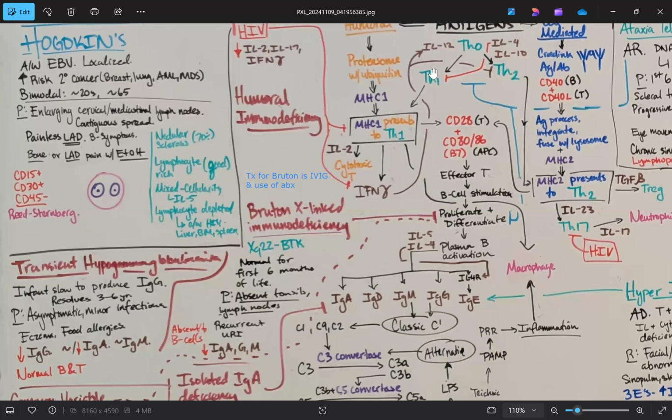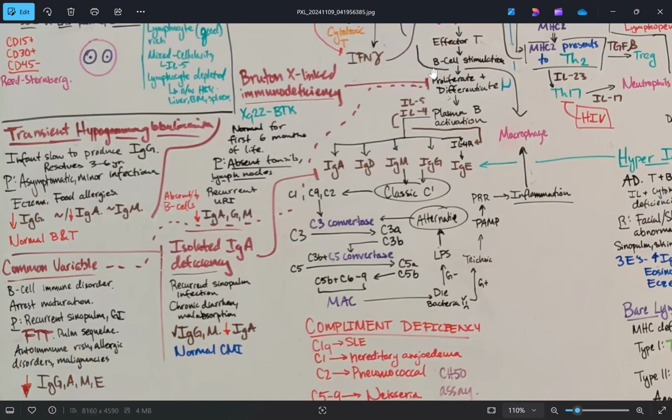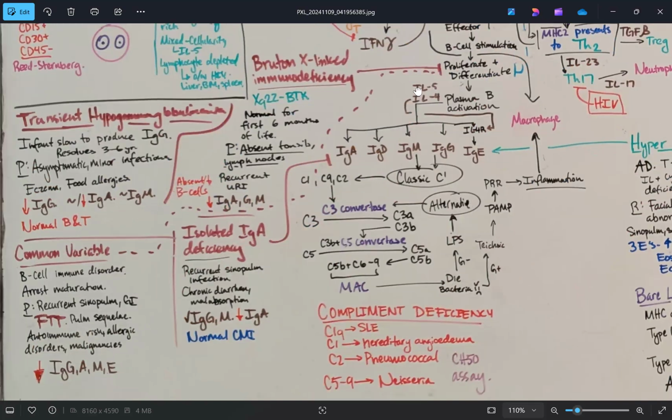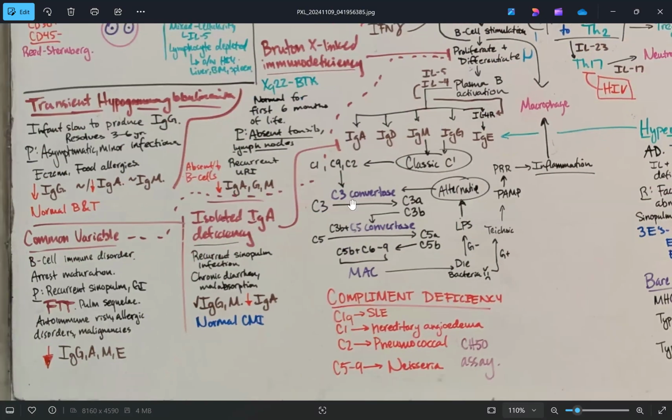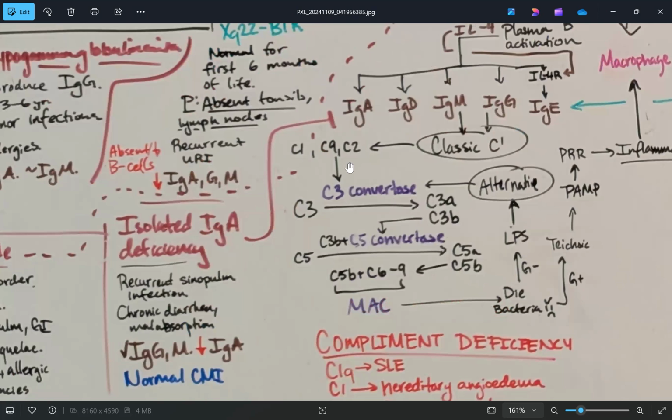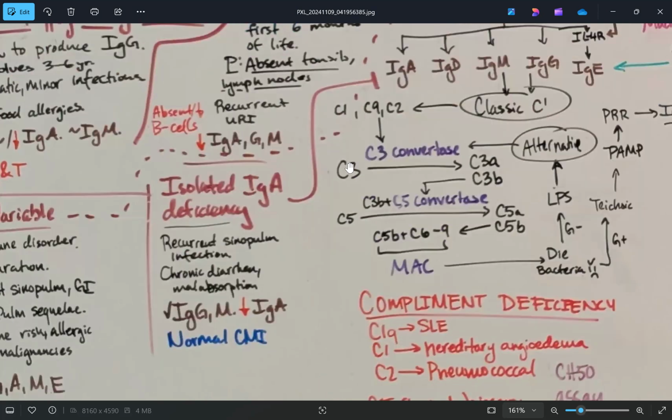Next, talking about isolated IgA deficiency. What you'll present with as you're deficient in IgA, which covers all your mucous membranes, is recurrent sinopulmonary infections, which makes sense. Those are covered in mucous membranes. You also have chronic diarrhea and malabsorption, which your GI tract is also lined with mucous membranes, and therefore having a deficiency in IgA will affect those.